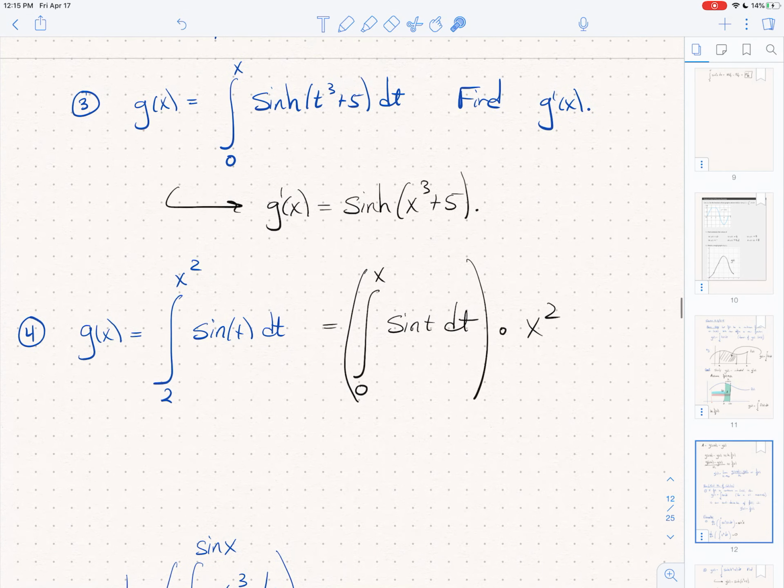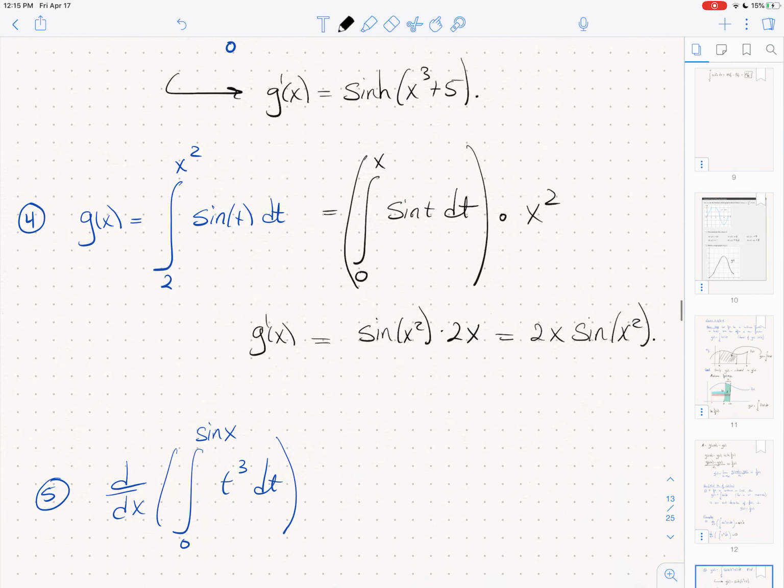So now let's think through the chain rule. The chain rule says take the derivative of the outside function, plug in the inside, and then multiply by the derivative of the inside. So the derivative of the outside function is sine of x. Plug in the inside, so I get a sine of x squared. Then I multiply by the derivative of the inside, which is 2x. And so I would write this as, sorry, this should be g prime. G prime is going to be 2x sine of x squared.